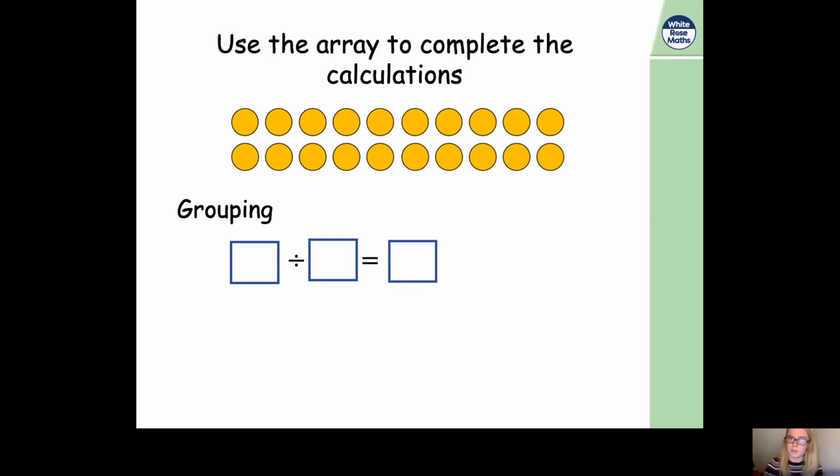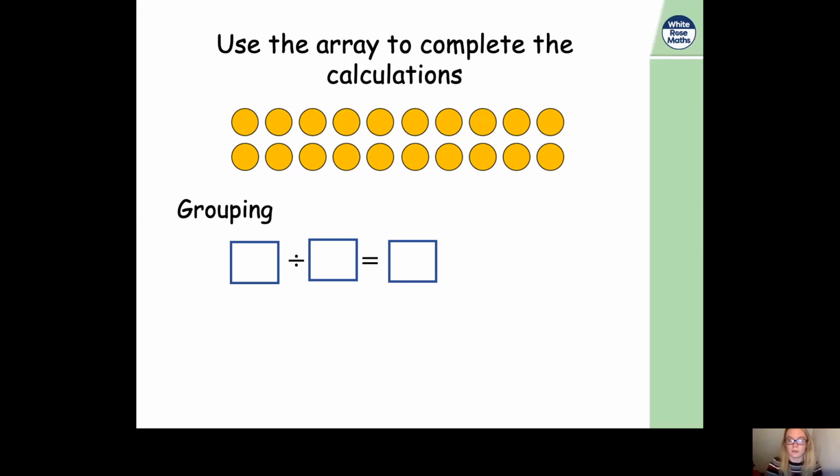How many counters have you got all together? You're going to put them into groups of 10 like I did last time. How many groups are you going to be able to make with your counters if you put them into groups of 10? Can you write your division number sentence for this array?